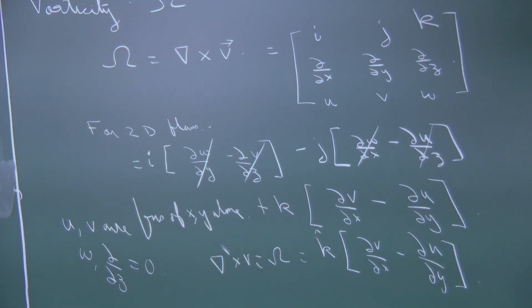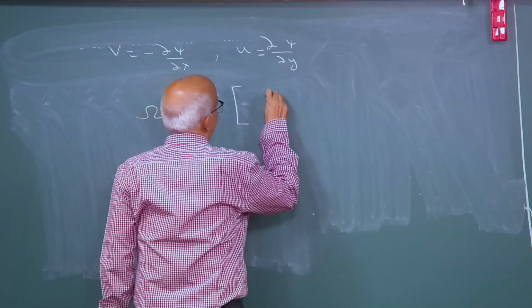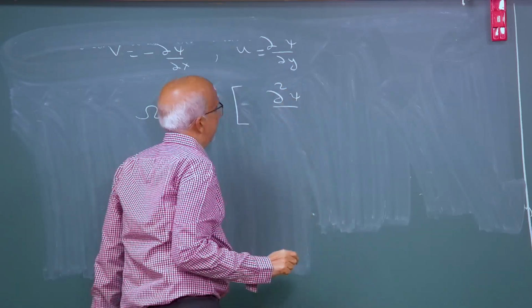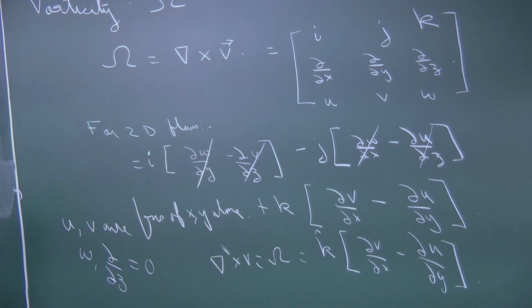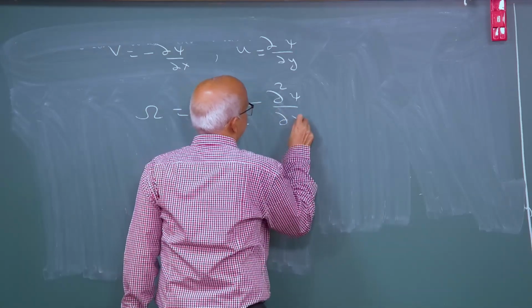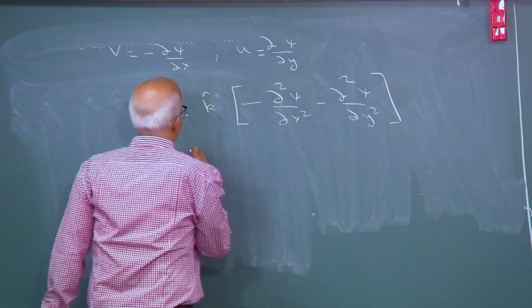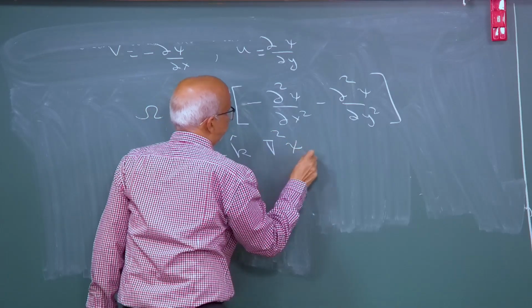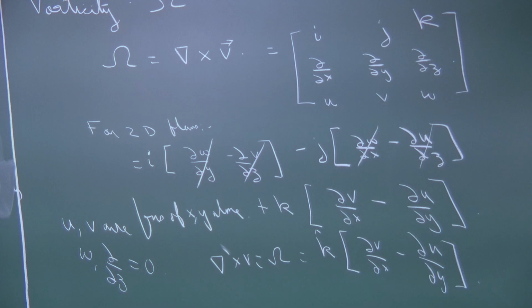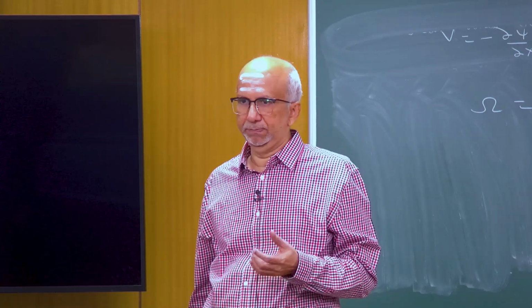So basically omega is a vector, and it turns out to be, substituting for v, minus d square psi by dx squared minus d square psi by dy squared, and this is minus k del square psi. Okay. So basically this is the relationship between the vorticity and the stream function. So if I tell you what the stream function is, you can find the vorticity.